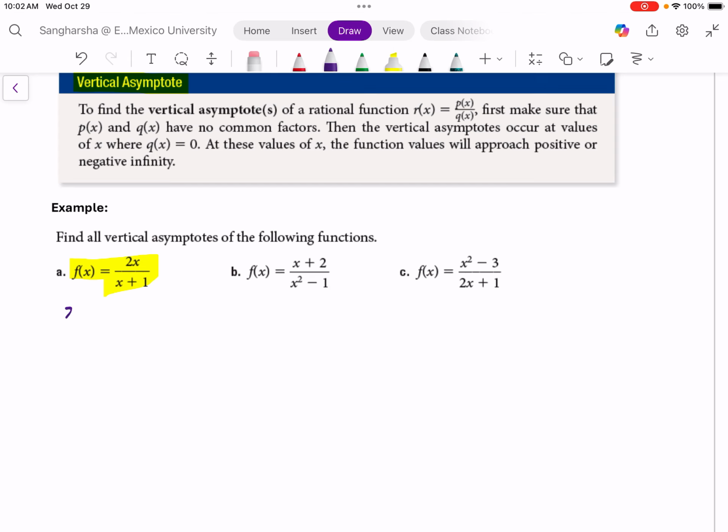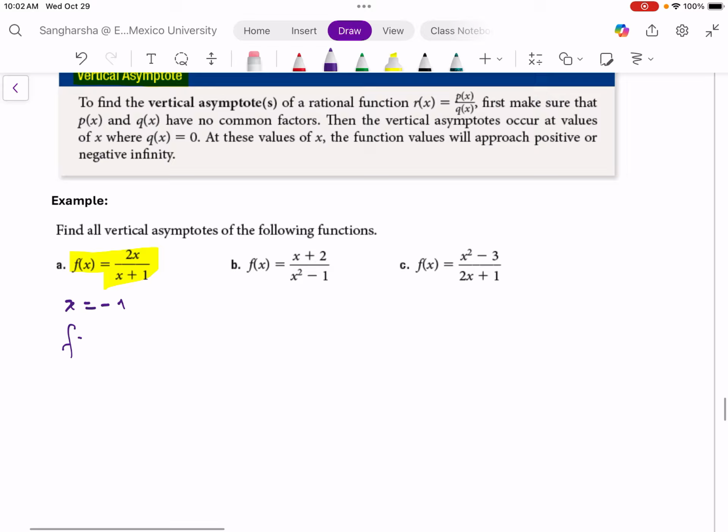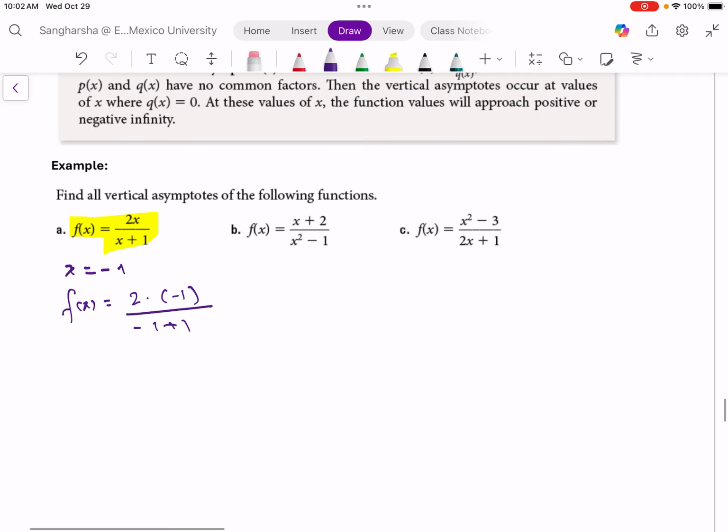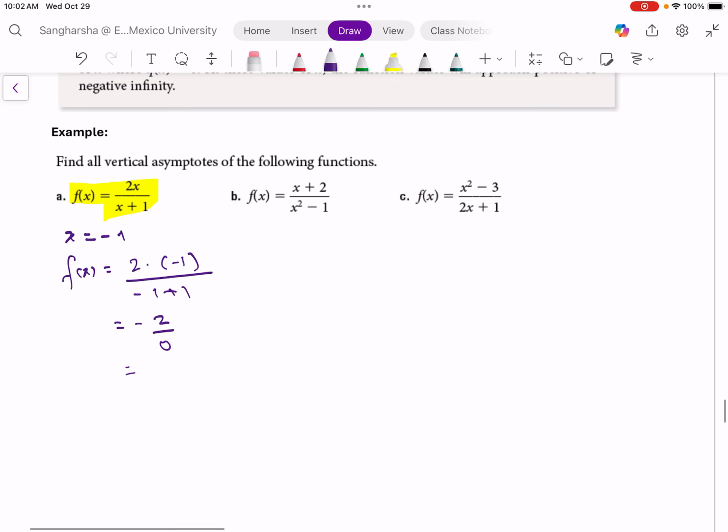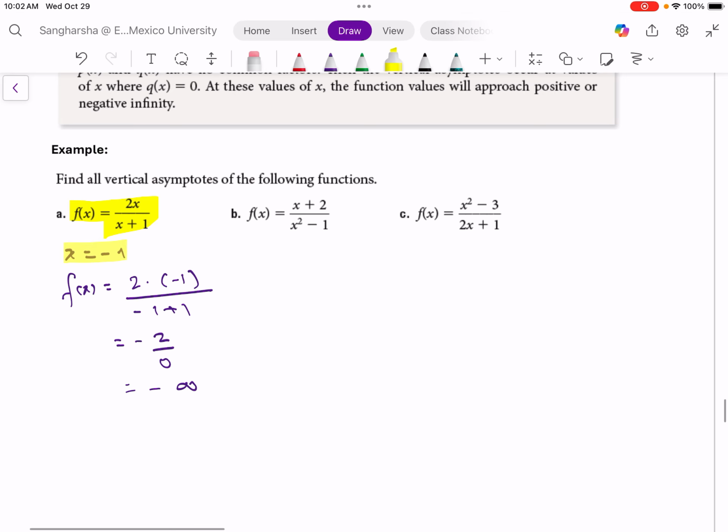If we take x equals -1, we have f of x equals 2 times -1 divided by -1 plus 1. This is -2 divided by 0, which is -infinity, right? So when the value of x is equal to -1, our function f of x, which is y, is -infinity. Now what does it mean on our graph?